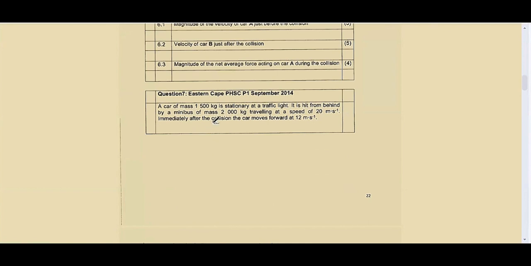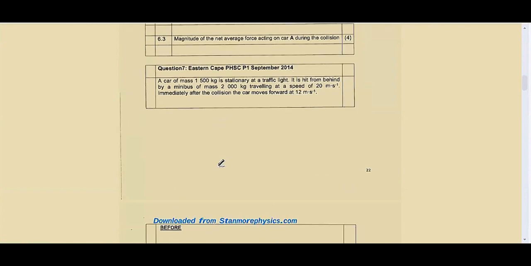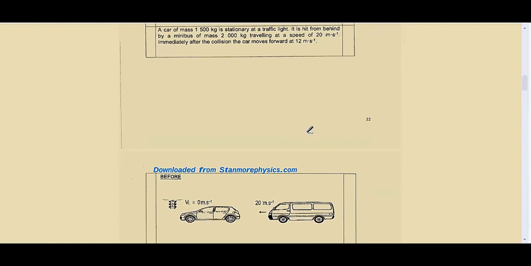also taken from our question number 4. A car of mass 1,500 kg is stationary, meaning the velocity is 0 at that particular time. At a traffic light, it is hit from behind by a minibus of mass 2,000 kg, traveling at a speed of 20 meters per second. Immediately after the collision, the car moves forward at 12 meters per second.